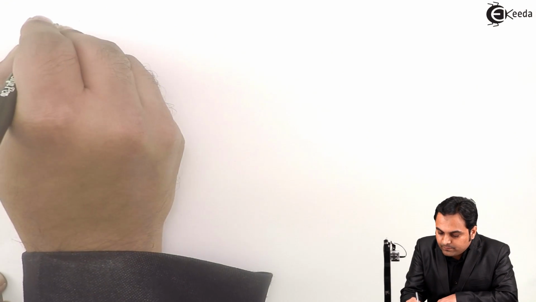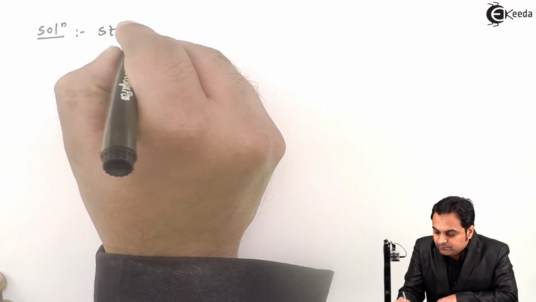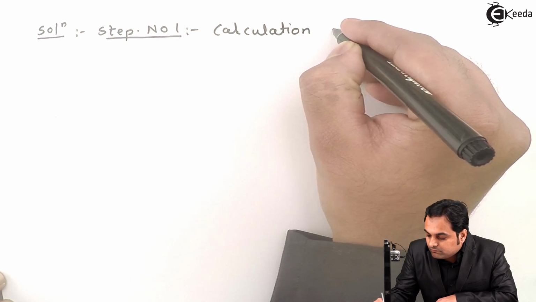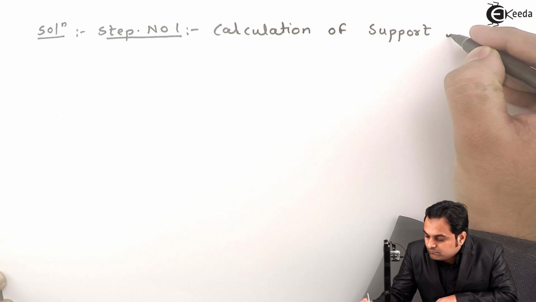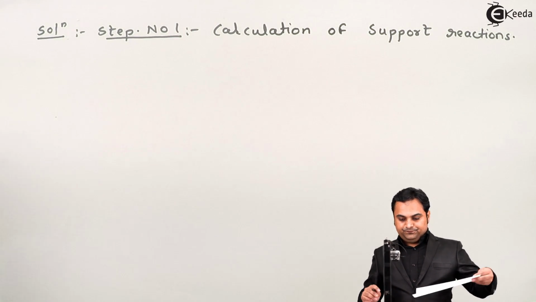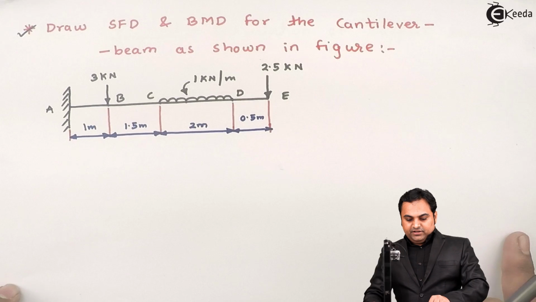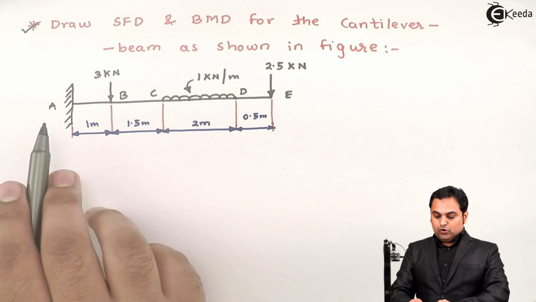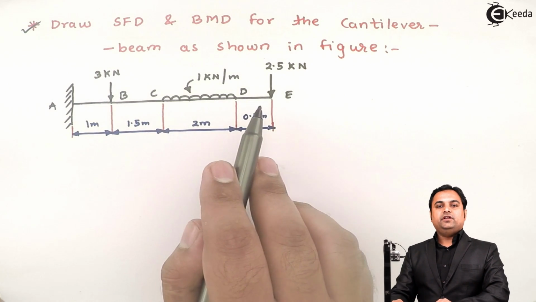Whenever we are solving the problem of SFD and BMD, we will solve that in three simple steps. The first step is calculation of support reactions. Now, while calculating the support reaction, if we see here we are having a cantilever beam. In this cantilever beam, one end is fixed and the other end is free.